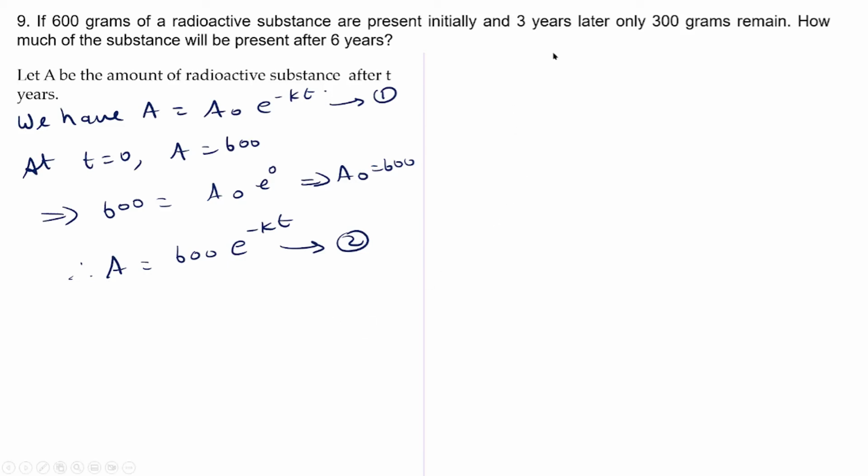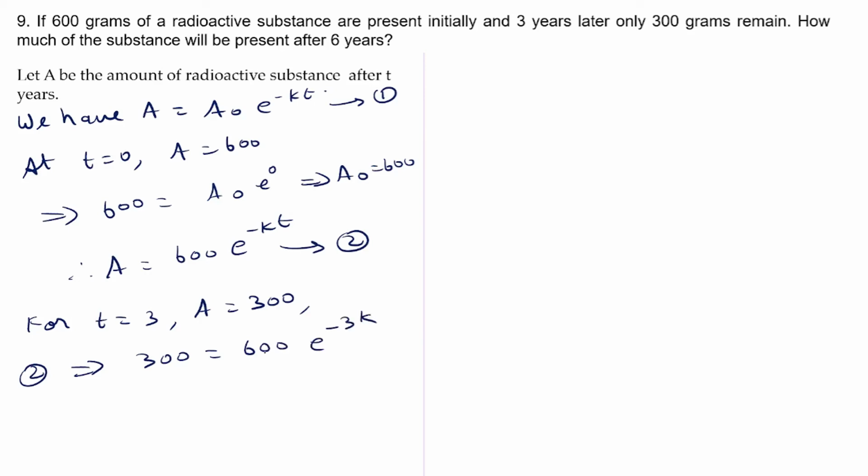It is given 3 years later only 300 grams remain. For t equal to 3, A equal to 300, 2 implies 300 equal to 600 into e raised to minus 3k. When we cross multiply, we get e raised to 3k equal to 2. Let us mark this as 3.